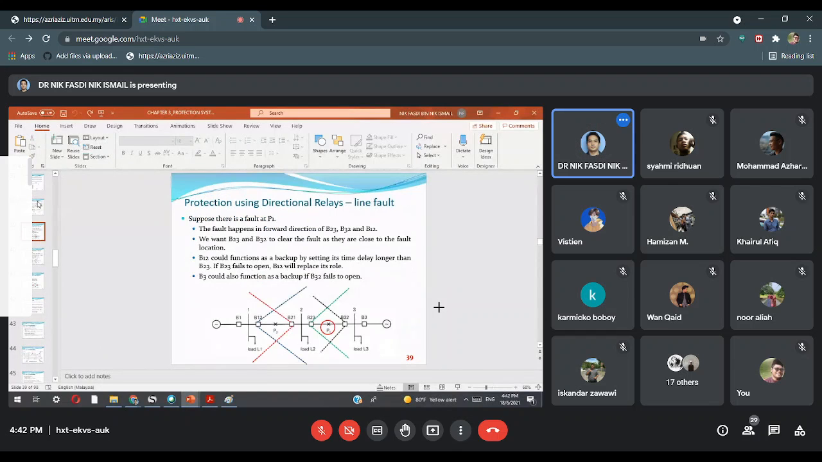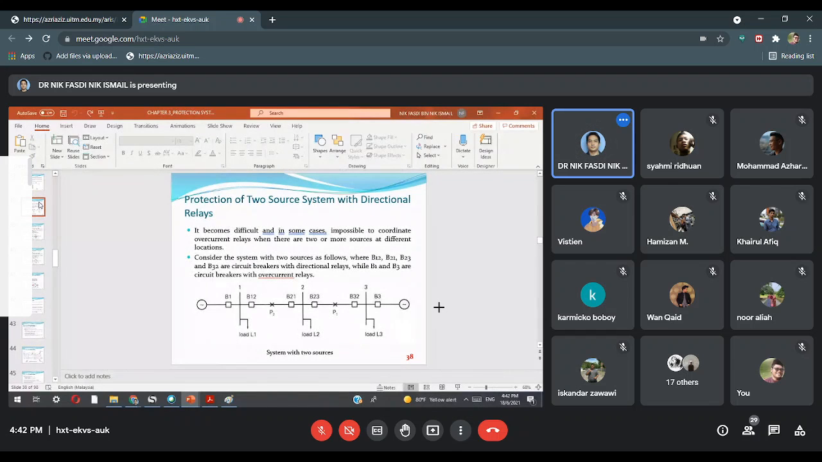Okay, again mungkin yang sekali you tengok, you look at this slide, 2 or 3 slide later you akan faham. Okay, cuba kita tengok one by one case by cases. It be difficult in some cases, impossible to coordinate overcurrent relay when there are 2 or more sources at different locations. Consider the system with 2 sources as follow. Okay, so we have again B12, B21, B23, B32 are the breakers that use the directional relay, and this is overcurrent relay, betul. Okay.